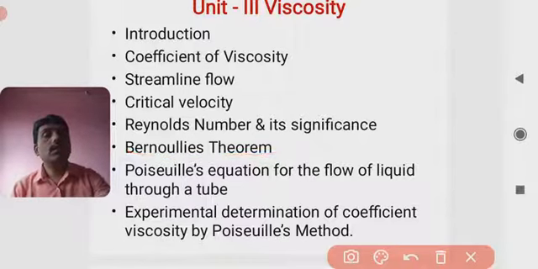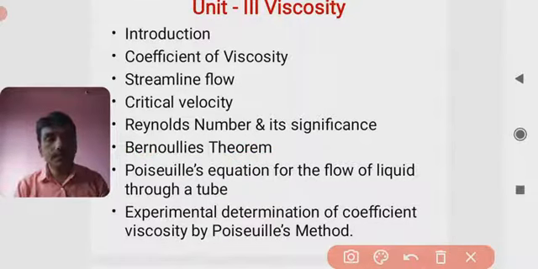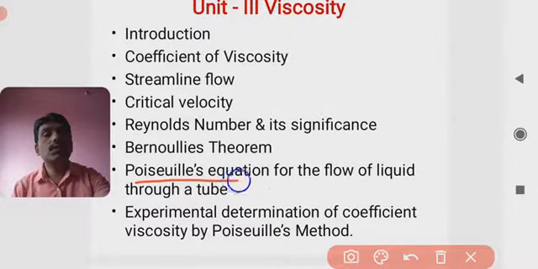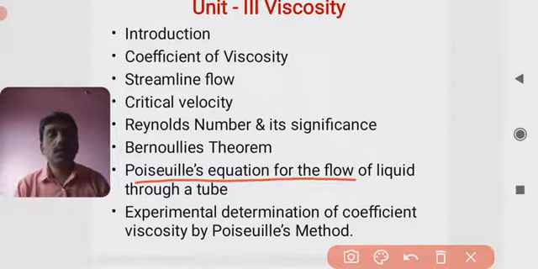Again, the very first scientist who found exactly the unit for this viscosity, which we use as a Poise. Now this Poise is a unit that comes through Poiseuille's equation, because this scientist first found the unit for this property, and he introduced the setup to calculate the viscosity of any liquid. That's why Poiseuille's equation for the flow of liquid through a tube, that experimental setup, how it works, we will see in detail also.